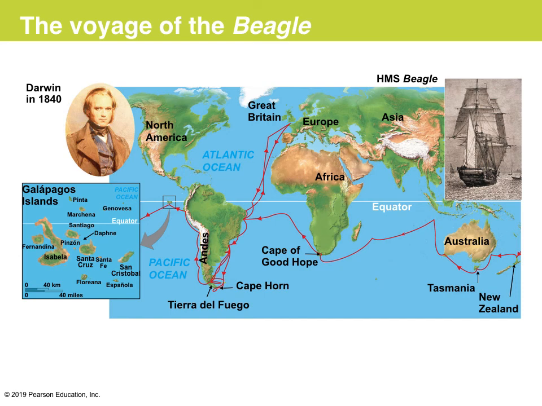On the upper right is an illustration of the HMS Beagle, and in between is the map of his travels. So he started out in Great Britain, and if you follow the little arrows, they then traveled all along the coast of South America.